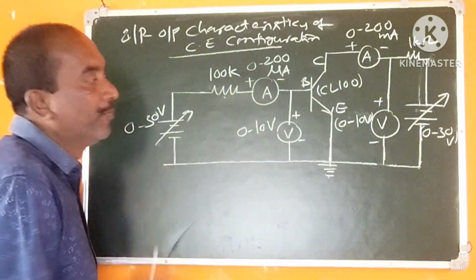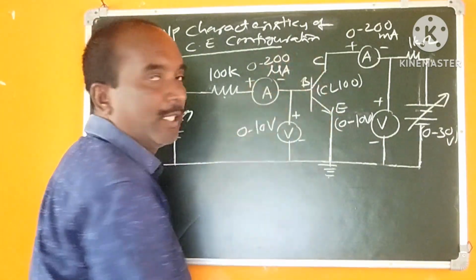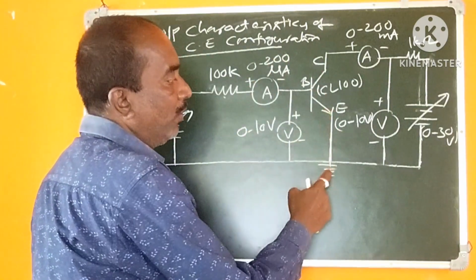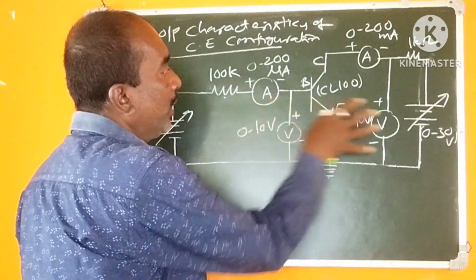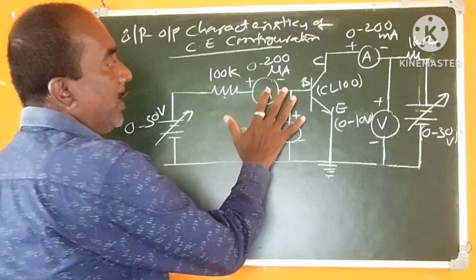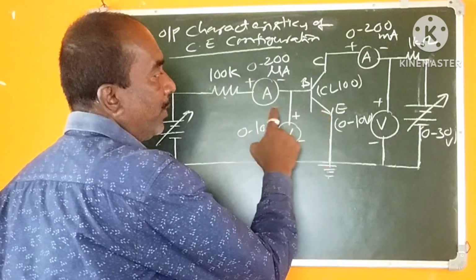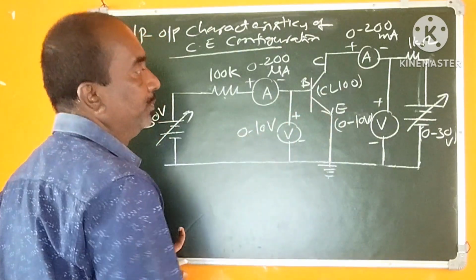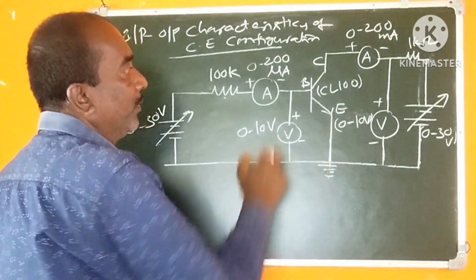Now let me see. This is a transistor which has an emitter, base, and collector. In this, the emitter is grounded. The emitter is common for both the input and the output. So this is the input part and this will be the output part. The emitter is to be grounded.